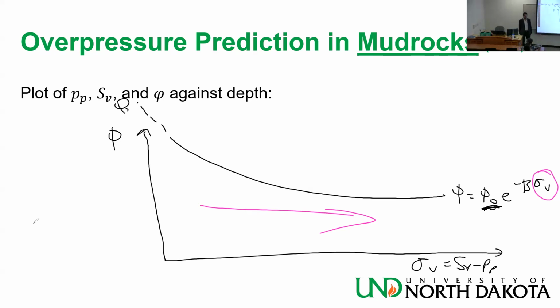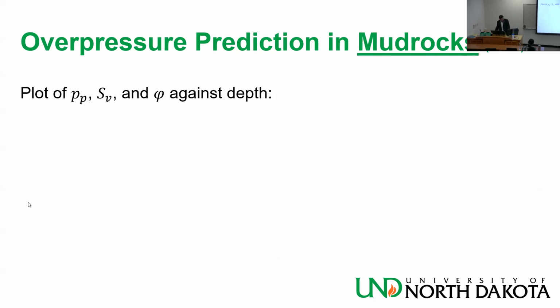Less steep, more even. So if you're reading a porosity log and you get a higher value than what you expect, you will expect a higher than hydrostatic pressure there, or an overpressure. That's the idea about these plots.